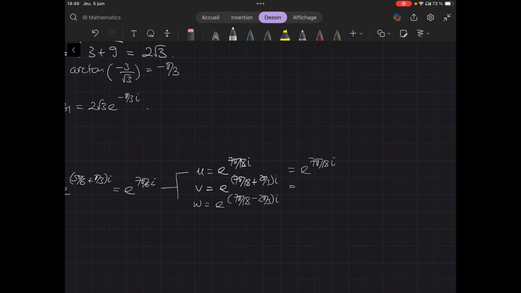In the second case, you would get e to 19 pi by 18 i, or it can also give you the answer as e to negative 17 pi by 18 i. That is also correct. And this one is simply e to negative 5 pi by 18 i. So those are the three roots.